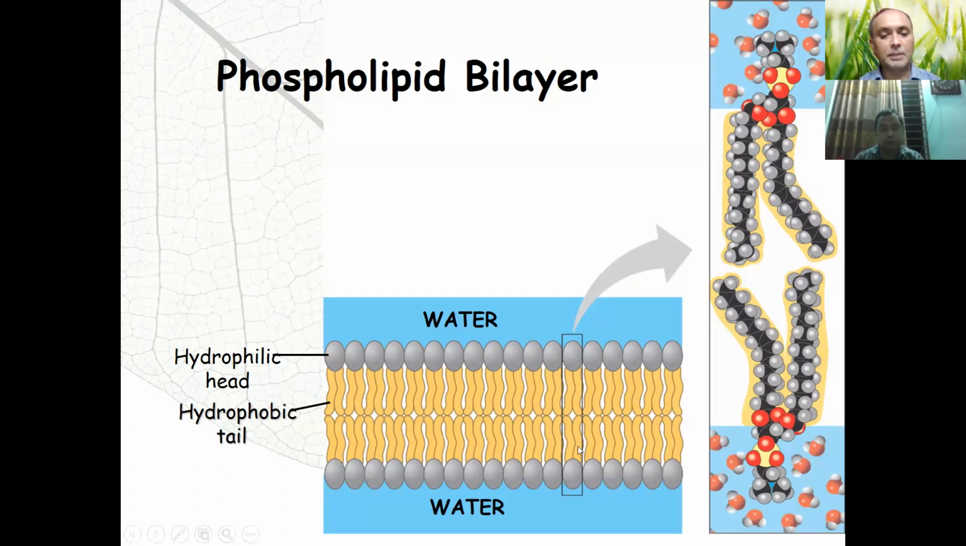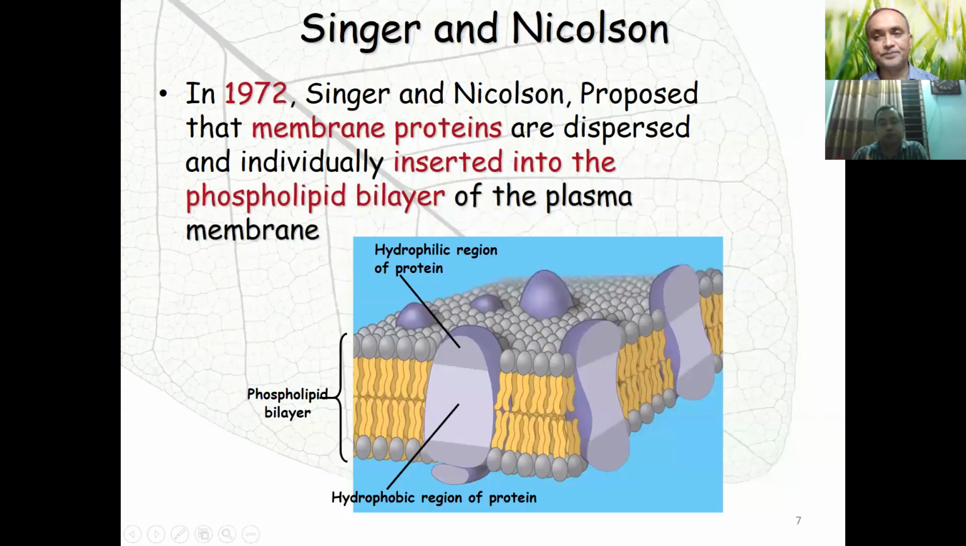Here you can see the lipid bilayer. There is the head, hydrophilic, and in the interior, the tail, yellow color, hydrophobic. So the two layers of the bilayer we can clearly see.